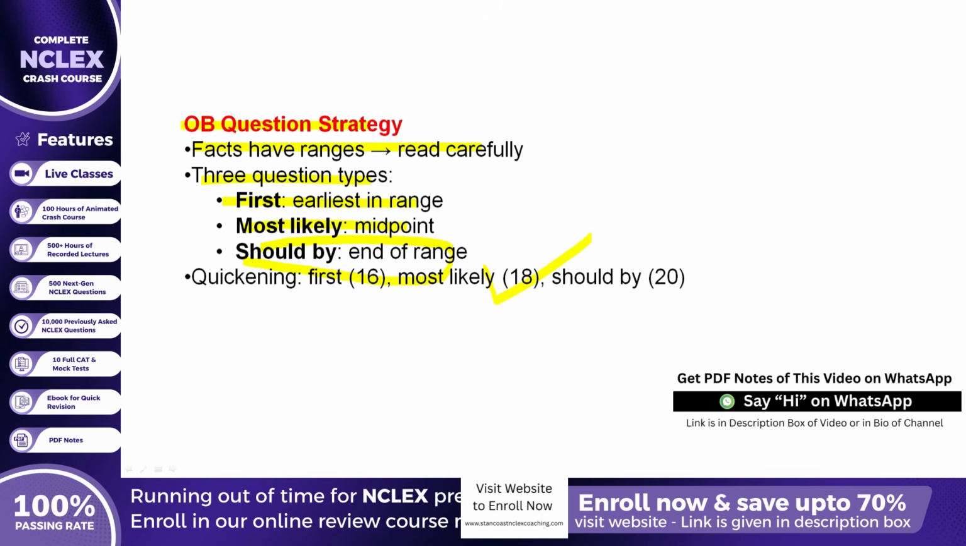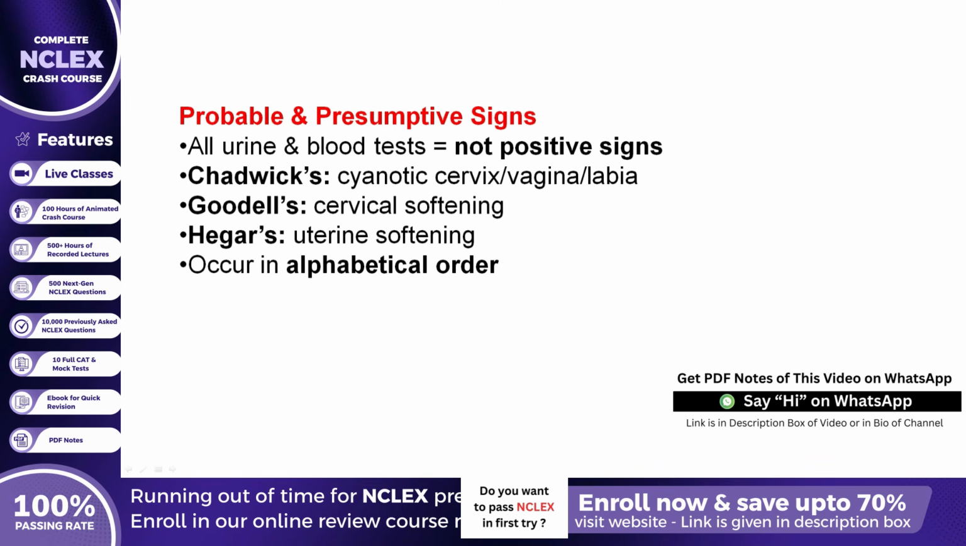Moving ahead, let us talk about probable and presumptive signs. And the key idea here is that all urine and blood tests are not positive signs. As we continue, Chadwick's sign refers to a cyanotic cervix, vagina, and labia. Then we have Goodell's sign, which means cervical softening. After that comes Hegar's sign, which means uterine softening. And an easy way to remember these is that they occur in alphabetical order.